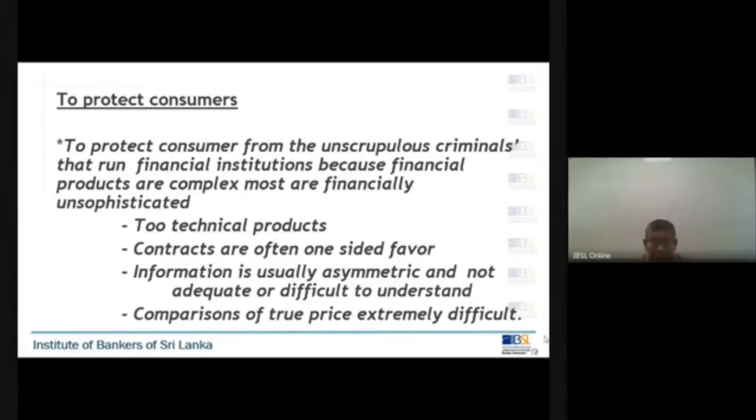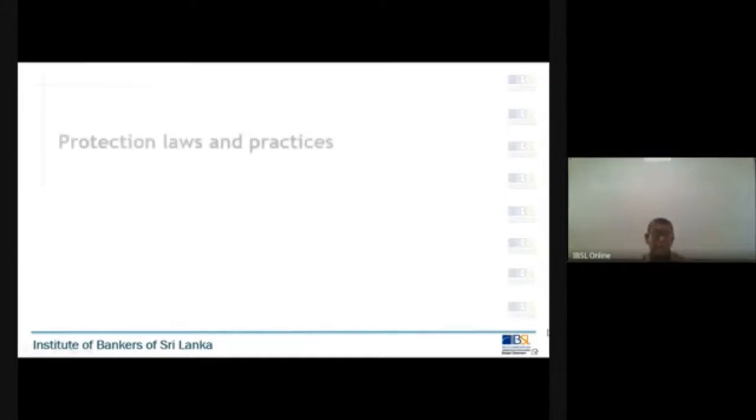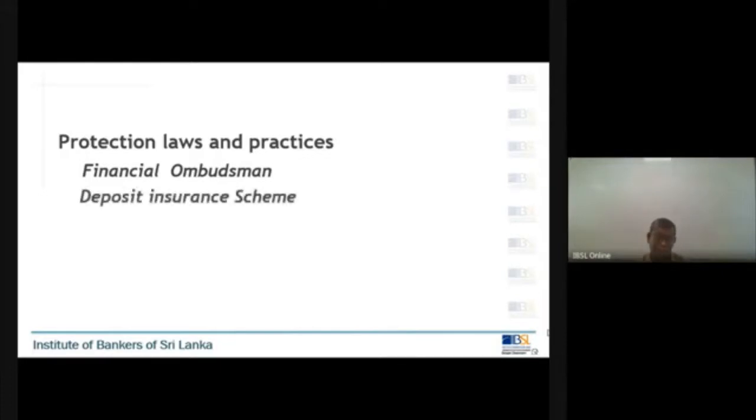Now we are going to look at it. There are so many things. What are the practices or laws available in Sri Lanka to protect those innocent financial customers? So today, we are going to discuss three important things. What is that? Financial ombudsman, deposit insurance scheme, customer charter. What is the financial ombudsman? What is the role? What are the services? What is the duty? We are going to discuss.